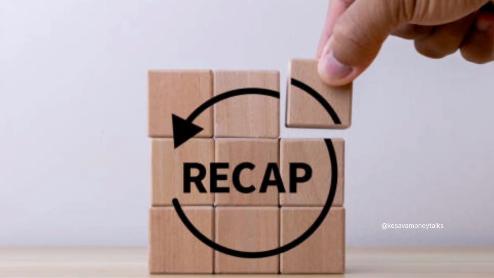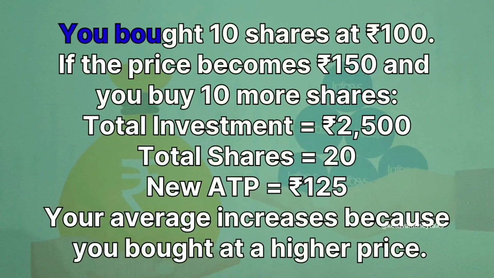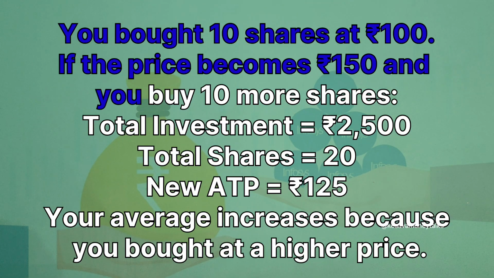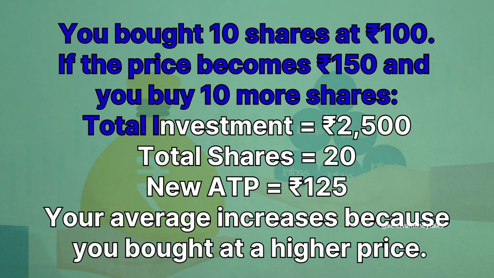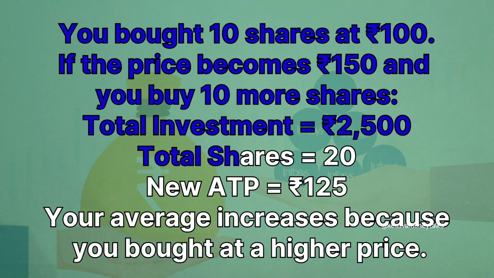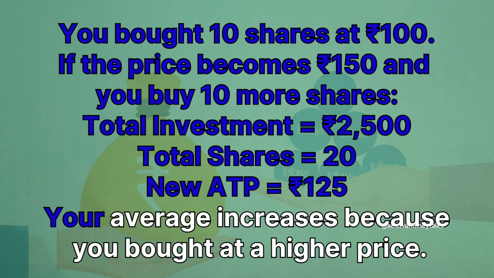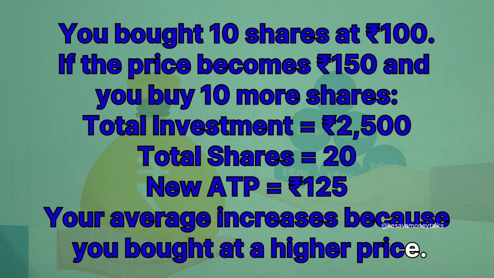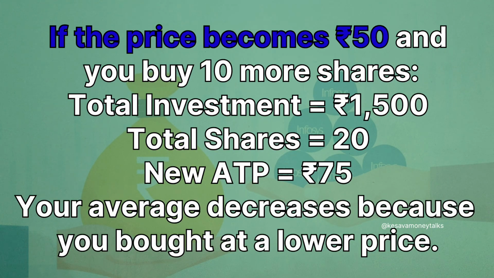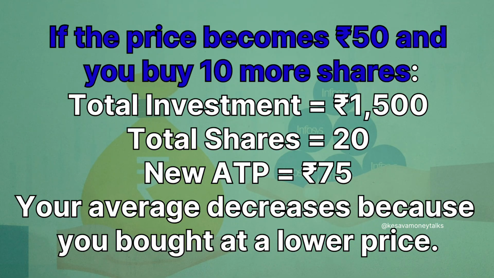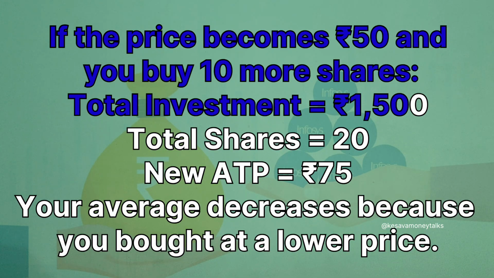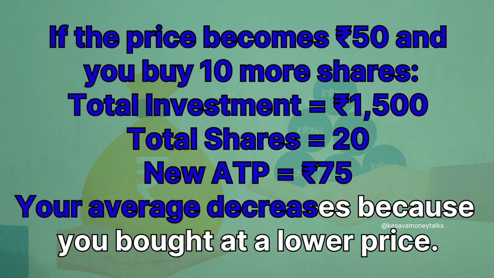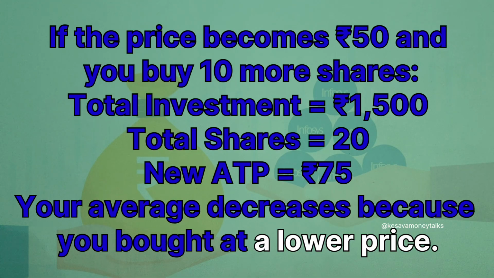And finally, let's quickly recap. You bought 10 shares at 100. If the price becomes 150 and you buy 10 more shares, total investment equals 2500, so total shares equal 20. The new average traded price becomes 125. Your average increases because you bought at a higher price. If the price becomes 50 and you buy 10 more shares, total investment equals 1500, so total shares 20. The new ATP, average traded price, is 75 rupees. Your average decreases because you bought at a lower price.